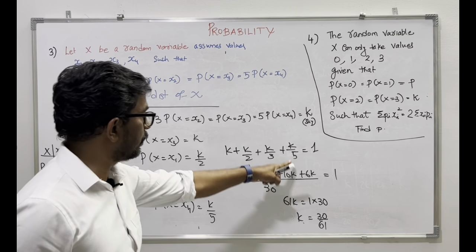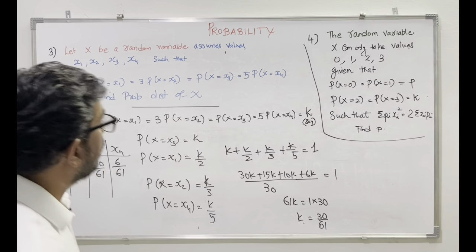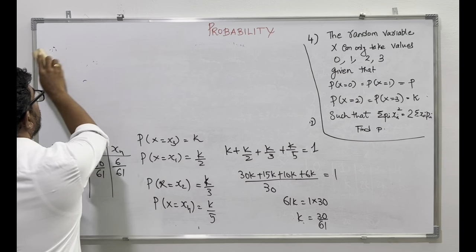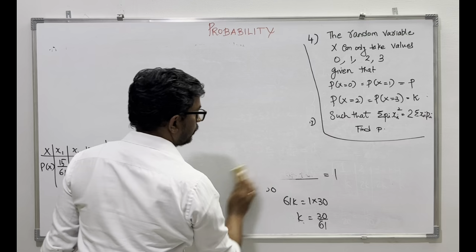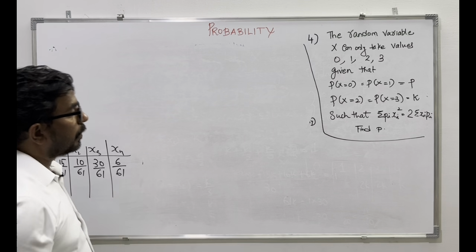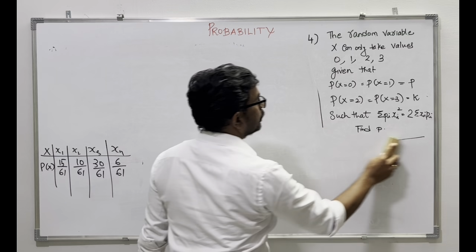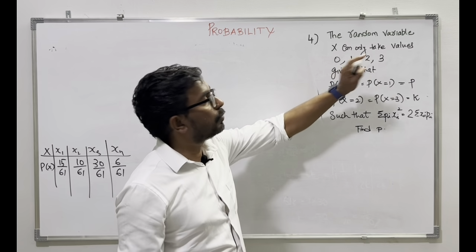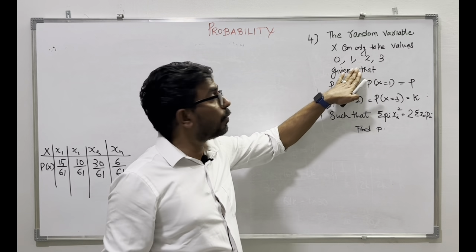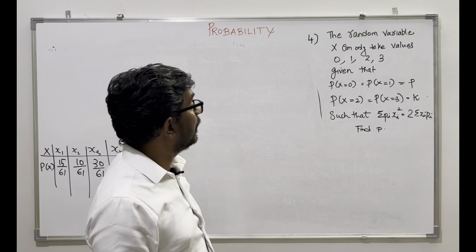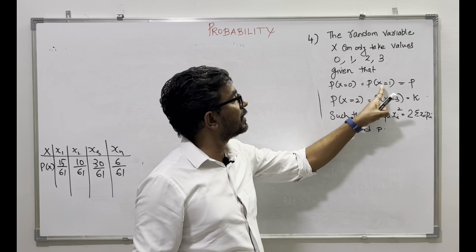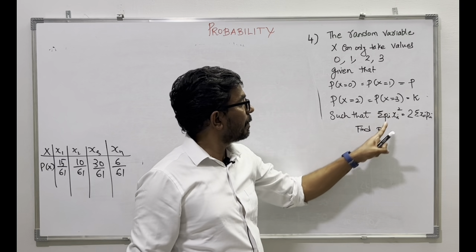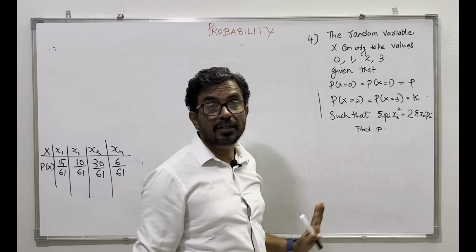So this alone you need to understand. Let us do another question. This is the fourth question. Look at this fourth question. What does it say? The random variable x can take only these values 0, 1, 2, 3. So the capital X, the first row values, the random variable values are 0, 1, 2, 3. Given that p of x equal to 0 equal to p of x equal to 1 is p, x equal to 2 and x equal to 3 are k, such that this condition is satisfied, find the value of p.